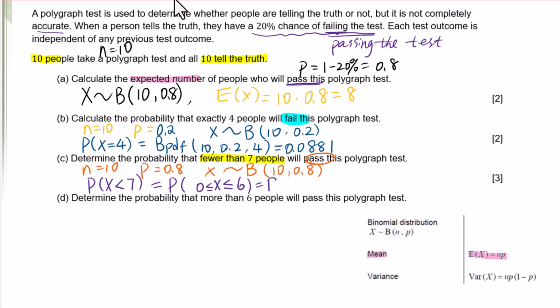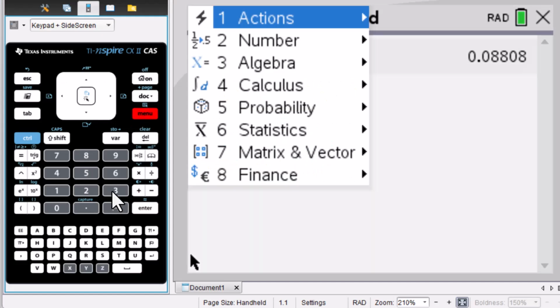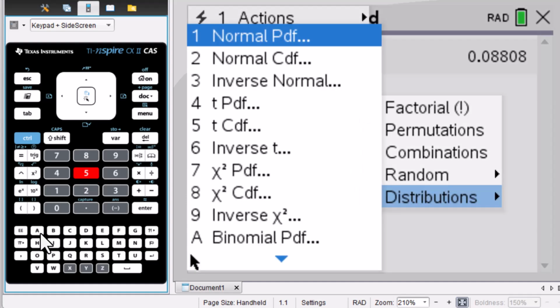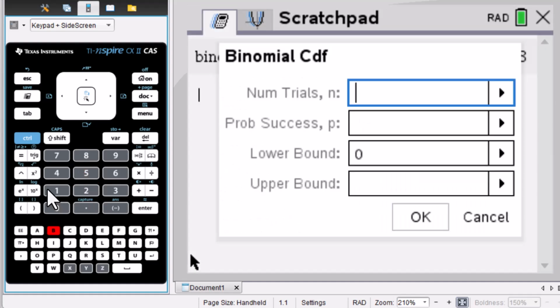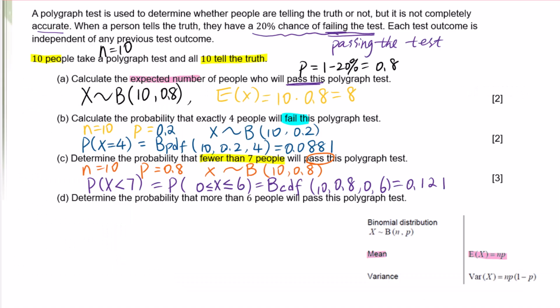Go to binomial CDF. 10, 0.8, 0, 6. Menu 5, 5, B. 10, 0.8, 0, 6. Enter, enter. 0.121.